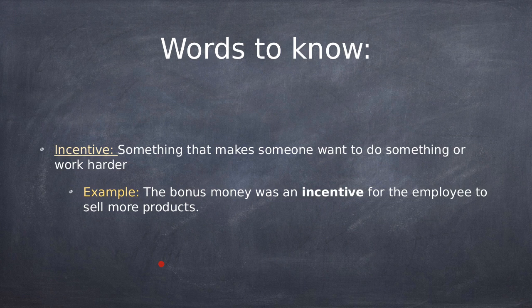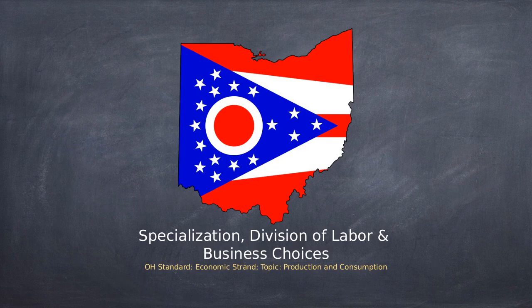I'll bring up a car salesman. They usually get paid on the amount of cars that they sell. They get a percentage back of the money from those cars that they sell, and that's an incentive. If they sell cars, they make money. If they don't, they don't make money. So that's kind of how car salespeople work with incentives. So again, we're talking about specialization, division of labor, and business choices. This covers your Ohio State Standard on the economic strand and in the topic of production and consumption.